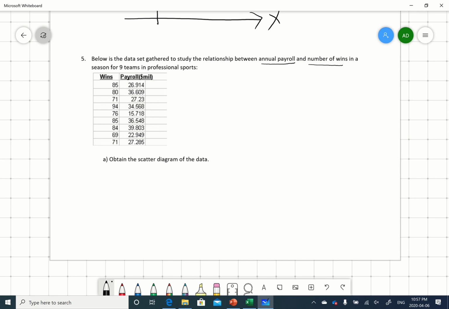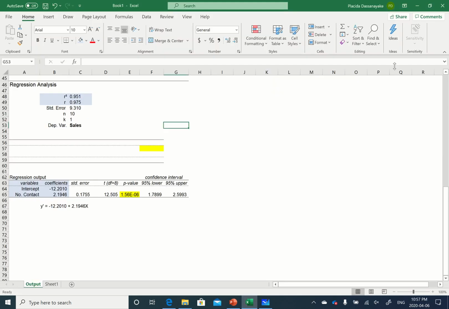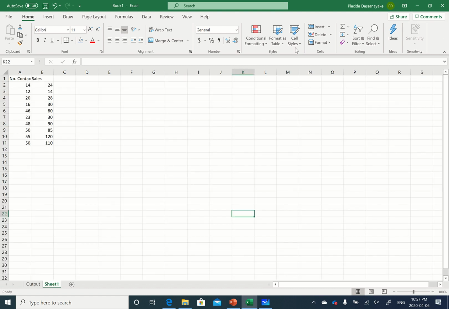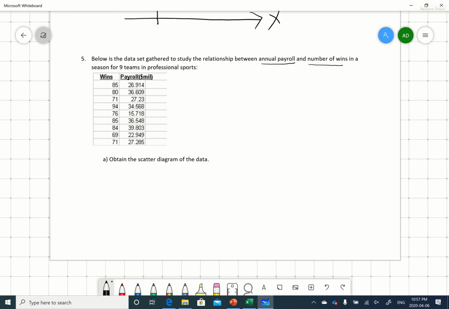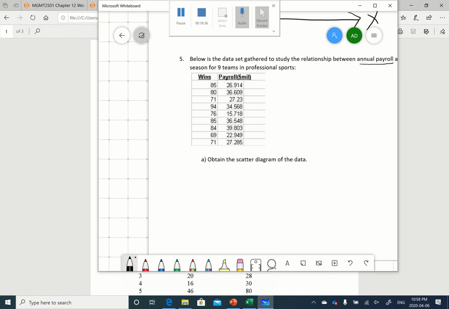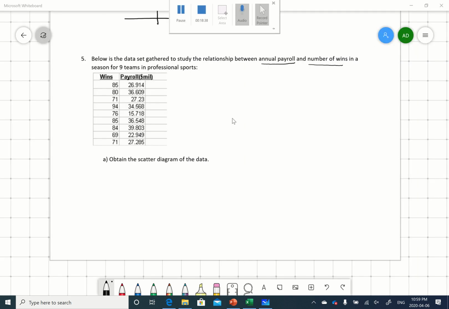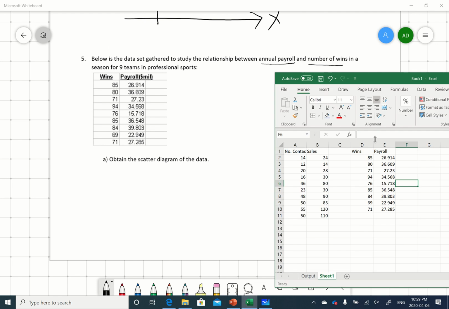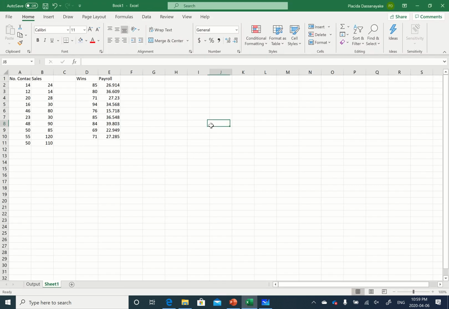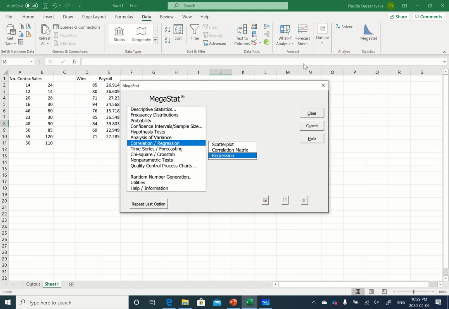So scatter diagram is the first part. That means I need to type this data set. Okay, so I'm going to pause the video and then type it in. Okay, so here is the data set. First question, scatter diagram.